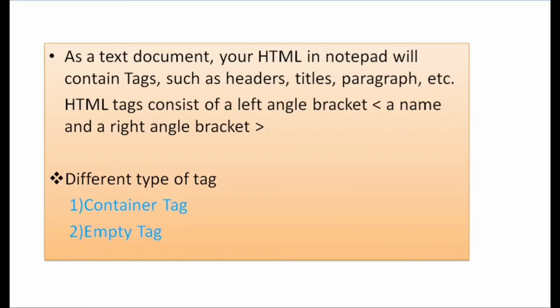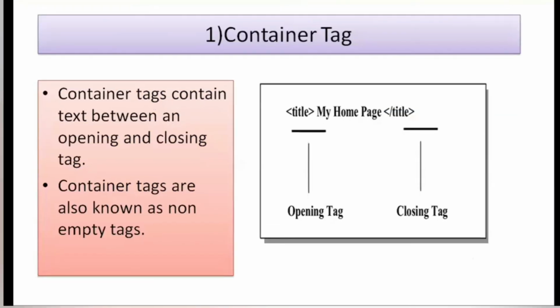An HTML tag consists of a left angle bracket, a name, and a right angle bracket. Different types of tags in HTML are: one is the container tag and the second is the empty tag. Let's see the container tag. A container tag contains text between an opening and closing tag. For example, here you can see on the screen the title tag is written, after that the name, that is my home page, then again the title tag with the closing tag. So a forward slash is used. Container tags are also known as non-empty tags.